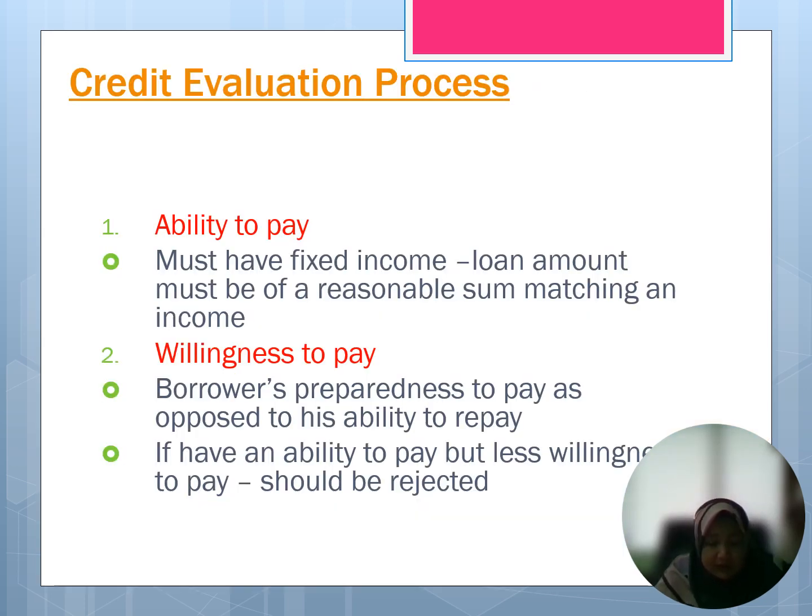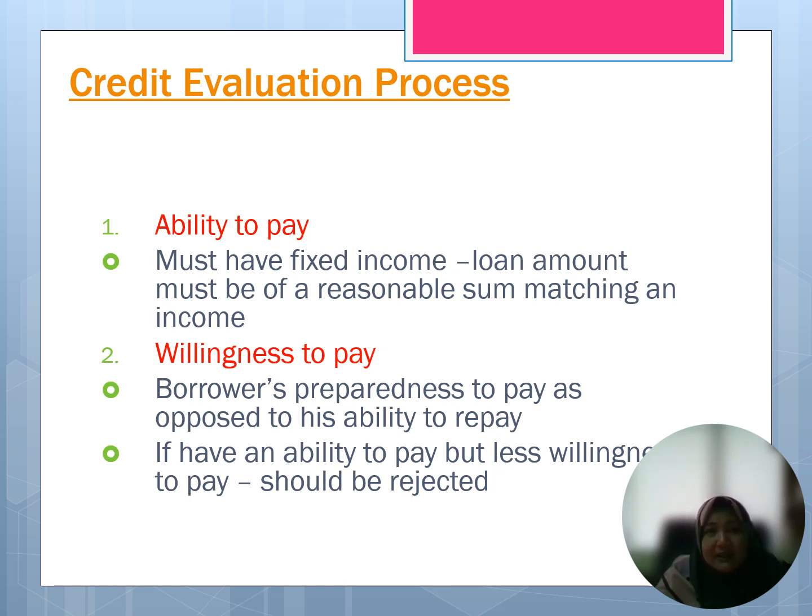When doing credit analysis, basically the bank tries to get the answer whether the potential borrower has the ability to pay and also the willingness to pay. Ability to pay means where they get money to pay back the loans, where their source of income is, and whether the income is adequate to pay the loans. But banks not only focus on the ability to pay, but also the willingness to pay.